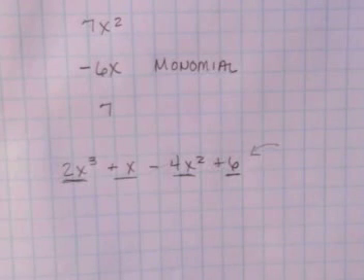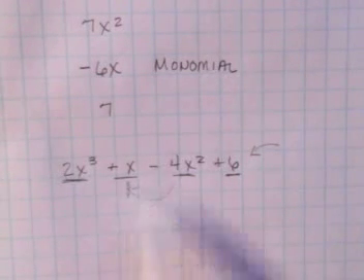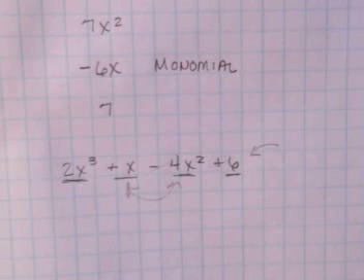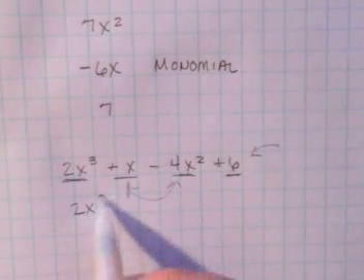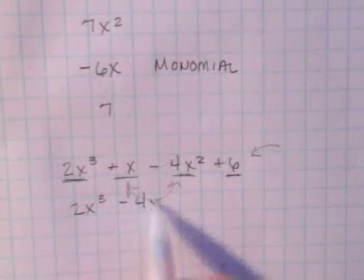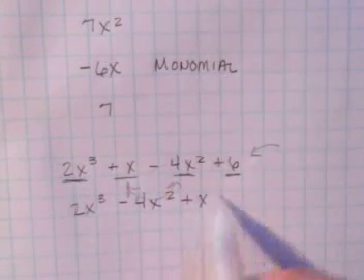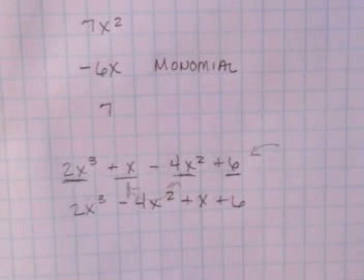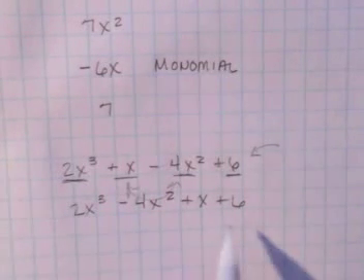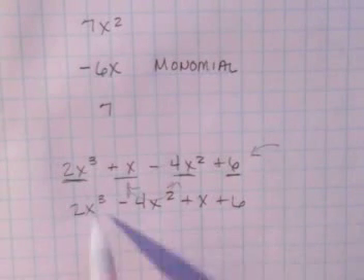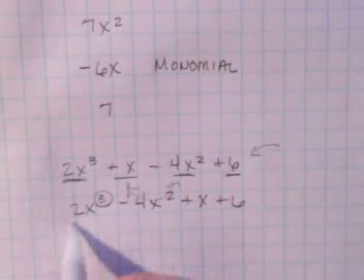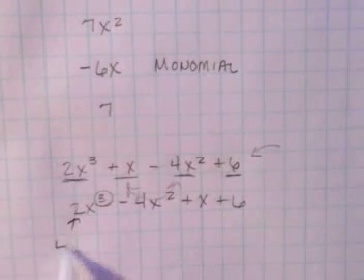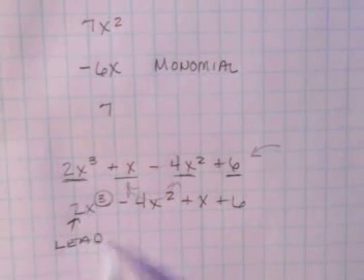This polynomial is not in standard form because to be in standard form we would be in descending exponential order. So we would need to rewrite it as 2x to the 3rd minus 4x squared plus x plus 6. And now we've put it in standard form. I'm not going to factor this for you, but the degree of this polynomial would be 3. Its leading coefficient would be 2.